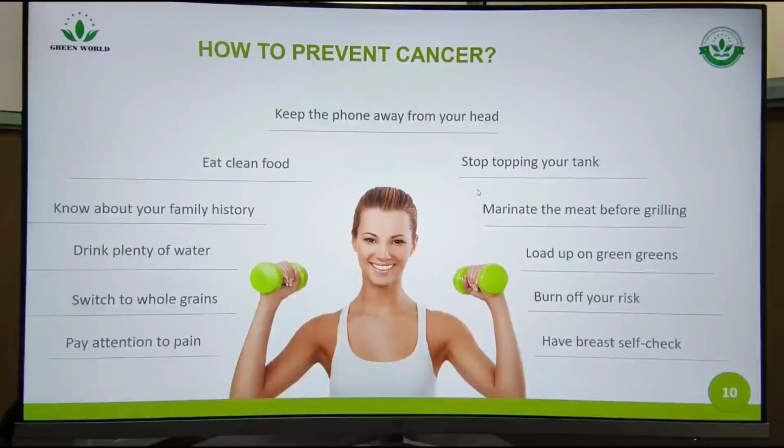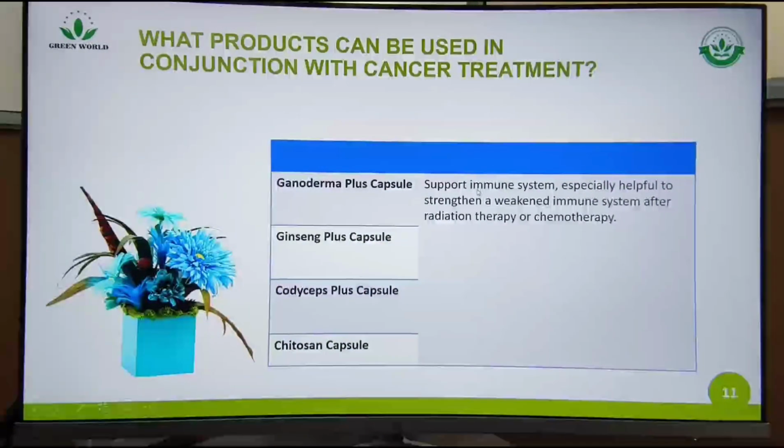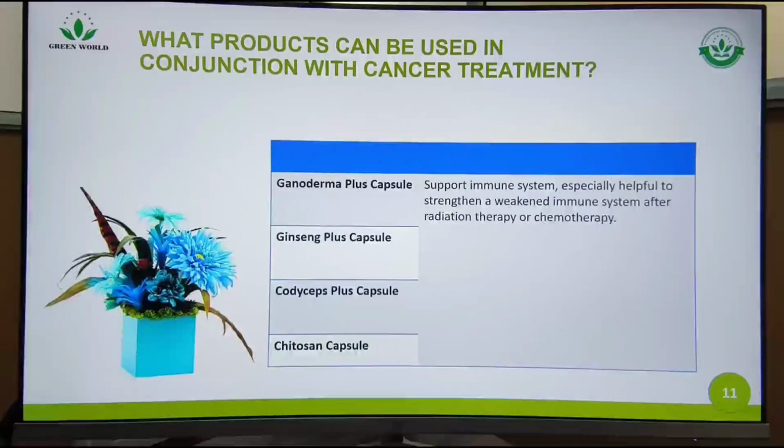Okay, now what products can be used in conjunction with cancer treatment? So the previous ones were products that can be used to prevent cancer. Now these ones are products that can be used for someone who is undergoing the chemo, the radio, and also the surgery. So that these products will help that person to fight against the side effects of those treatments. I have not said that these products will help in curing the cancer, okay, but they will help in reducing the effects and also reduce the abnormal growth of the cancer.